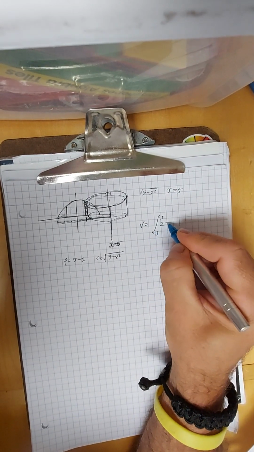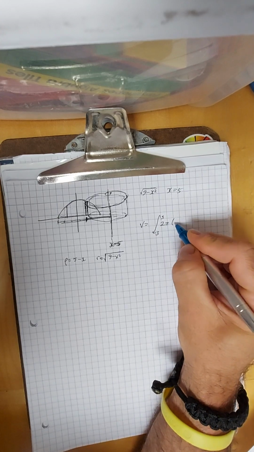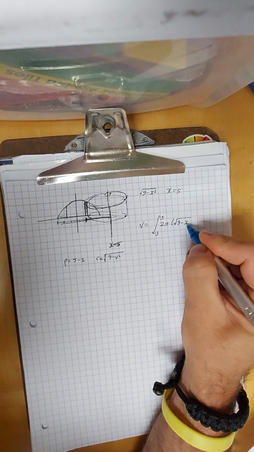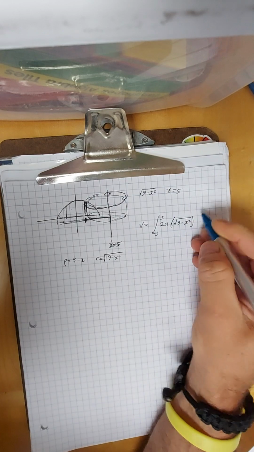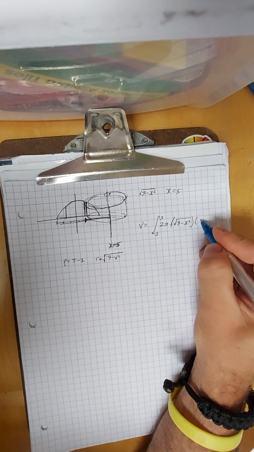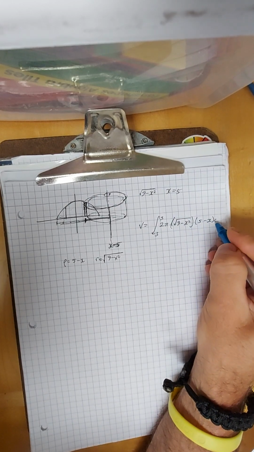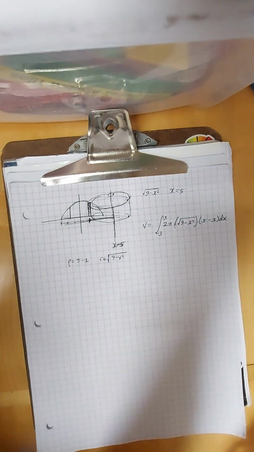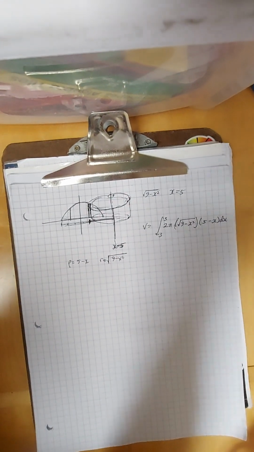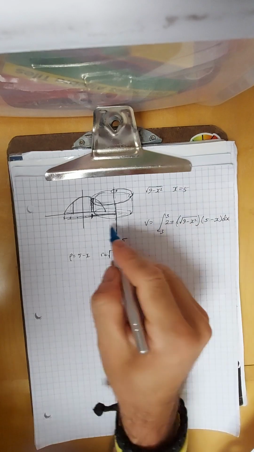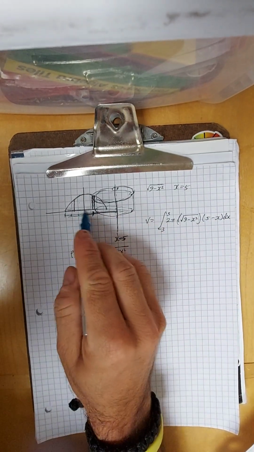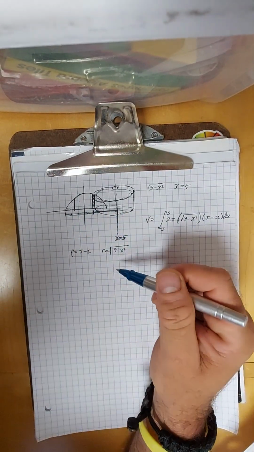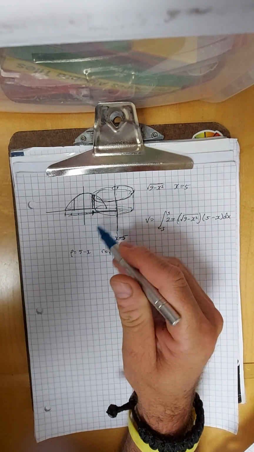We have 2 pi. The radius is the square root of 9 minus x squared, the height of it, and then we have 5 minus x dx, which is the perpendicular distance between the axis of rotation and the arbitrary place of our area being rotated.